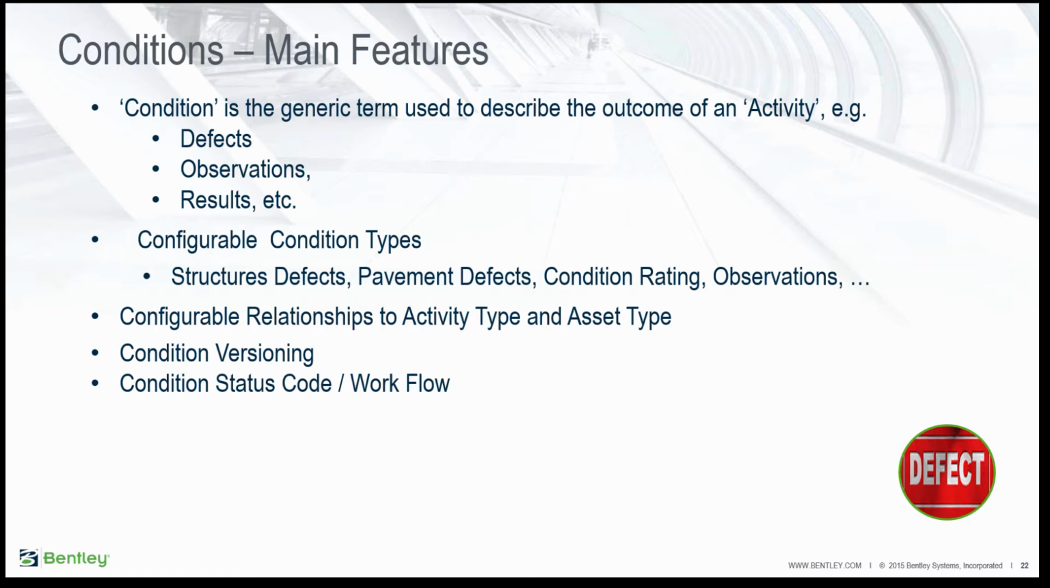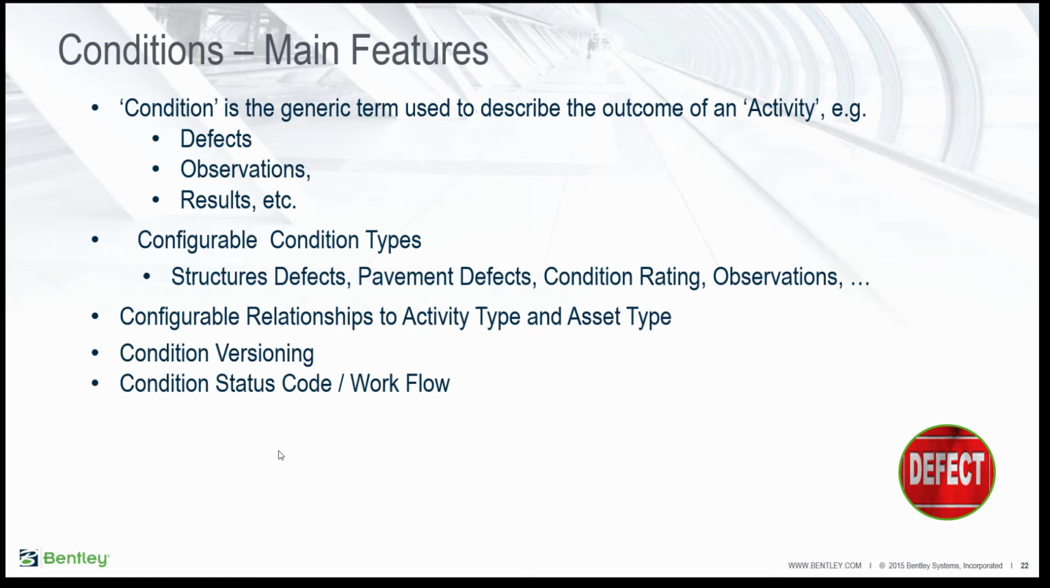We also allow condition versioning, so that, for example, if you want to take defects into the field, you can version or revision the defect, take it into the field, update the defect information, and have the same defect occurring but with multiple different versions over time. And as with activity records, a condition record may have a status code allowing a position within the life cycle of the defect or the condition record to be recorded.